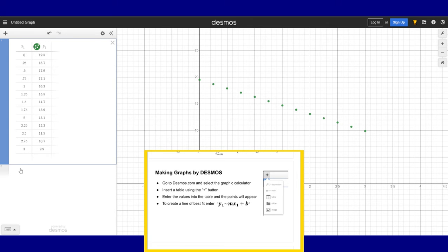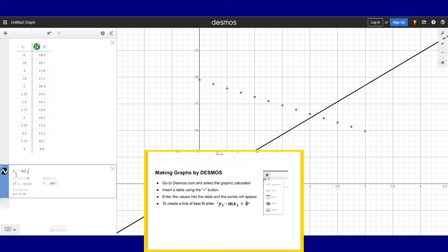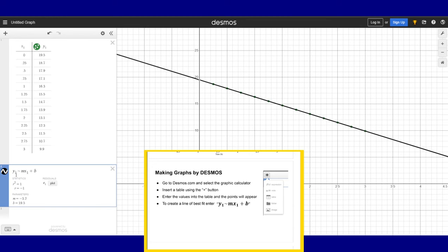Now, Desmos can also create a line of best fit, like that line we drew. It will give us the multiplier and the equation of a line. We just have to enter this formula into a box below. So we're going to type in y1. It'll automatically put it in subscript. Then a squiggly line, or tilde, then mx1, plus b. And we can see we have a line. So now we have our equation of a line.